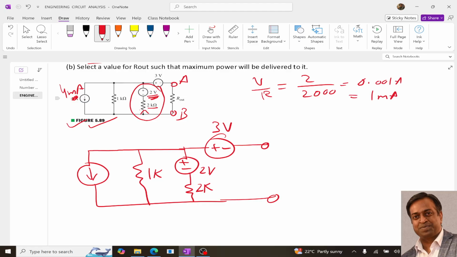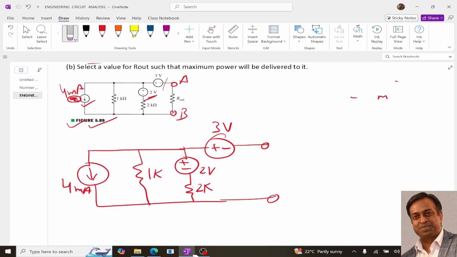So you can see that because of this 2 volt and 3 volt, the current is in milliampere. If this current source is in ampere, then it is going to be very large in comparison, and the role of this voltage source would be ignorable. So there must be a typo in the question; instead of 4 ampere it should be 4 milliampere. That is the reason I take it as 4 milliampere.